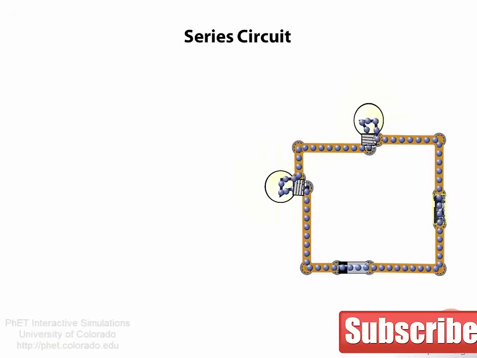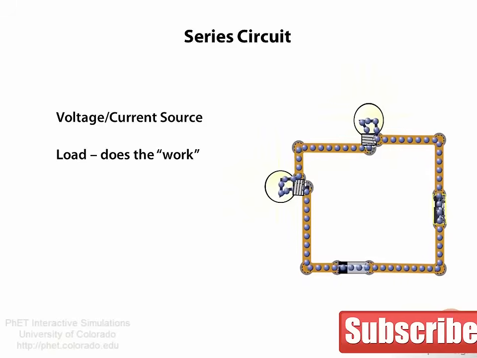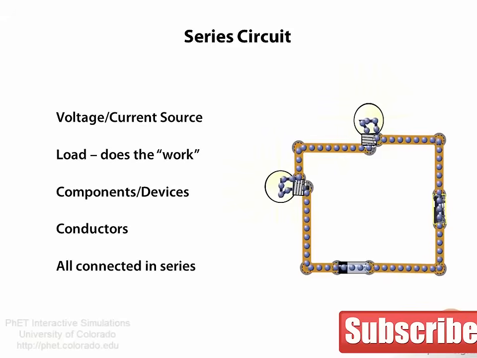A basic series circuit consists of a source of electrical energy, like a battery or a solar cell, a load which does the work of the circuit, like a light bulb or a motor, some components and other devices, and of course some conductors to connect everything together. For a series circuit, everything is connected in series. In a series circuit, all the current flows through every device. A break anywhere in the circuit interrupts the flow of current.